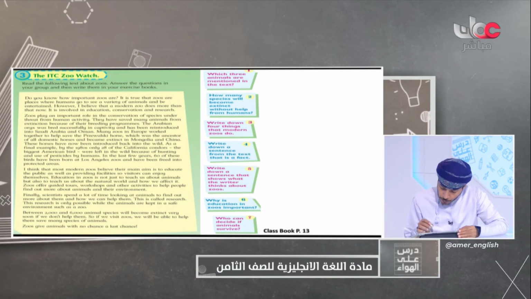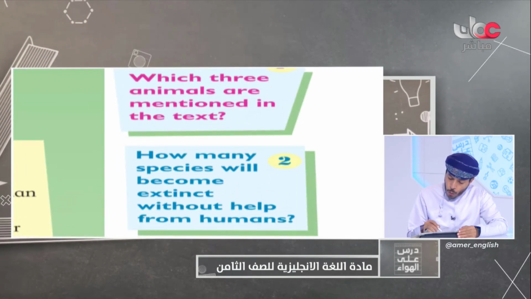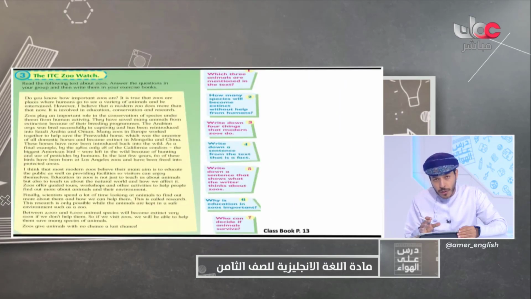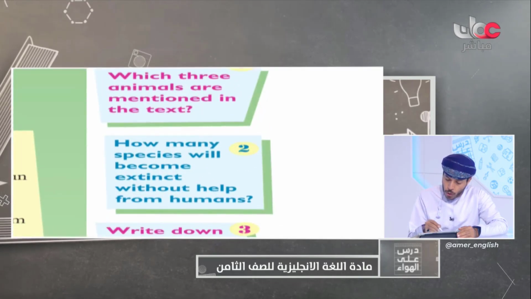How can we start reading these and answering these questions? Let's start with the first one. Look at the first one. Which 3 animals are mentioned in the text? Before we answer these questions, I would like you guys to pause the video in order to answer these questions, and then after you finish answering these questions, you can check with us and continue the video. Okay, so which 3 animals are mentioned in the text?